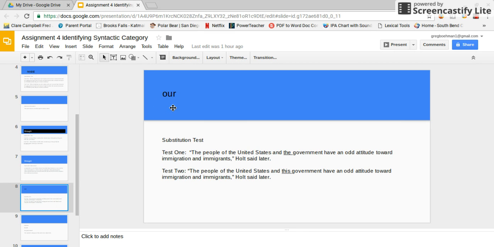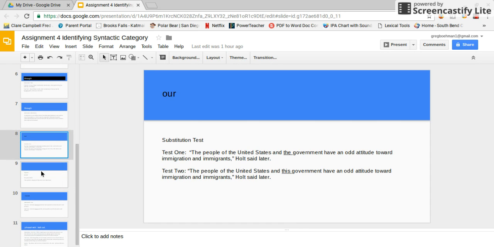The next word is our. I chose the most reliable tool, the substitution test. I tested the word 2 times, as you can see, with the underlined word the, being the most prototypical determiner, as I believe the word our is a determiner, and the word this. In both instances, the determiners take the place of the given word and make sense.